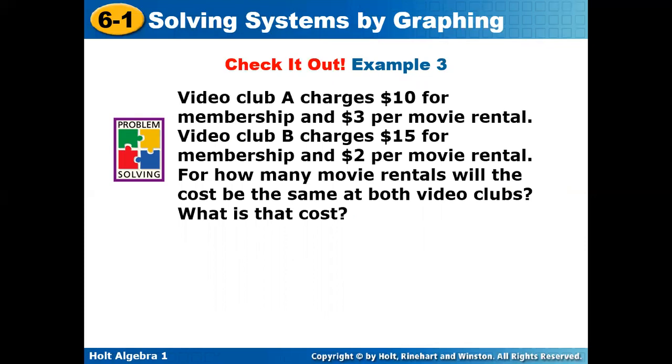So Video Club A charges $10 for membership and then $3 per movie rental.